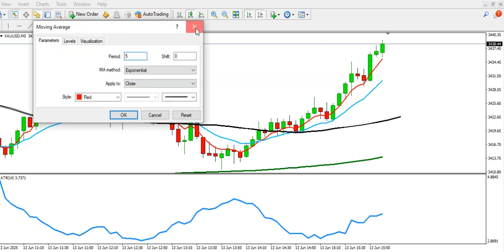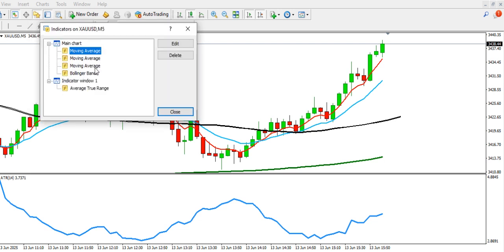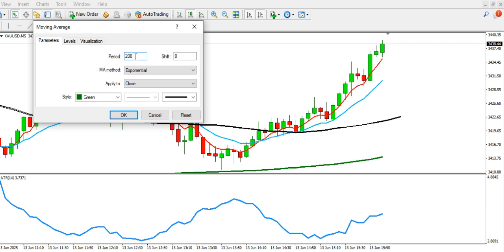Color is red. And the third indicator on the main window is a 200 period exponential moving average. Color is green.